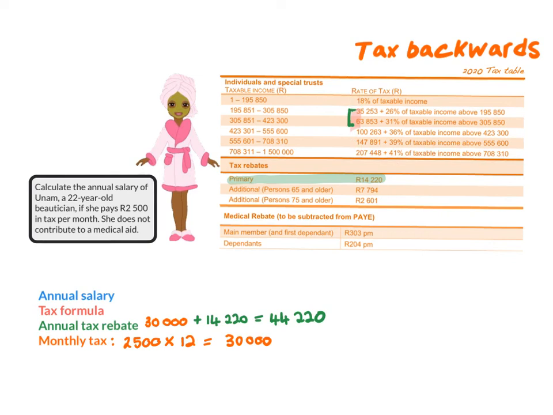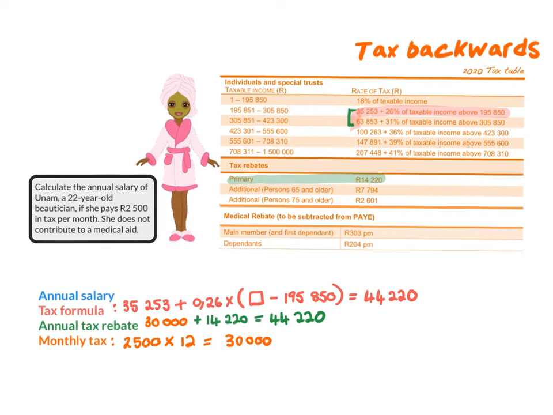So now that I have her formula, let's see how we can apply this formula backwards. And I'm going to start by writing out the formula in the normal way, 35,253 plus 0.26 times, and remember normally her salary would go here, so for now just make a block or a question mark and then subtract 195,850 from that, and you know that the answer to this must be 44,220.